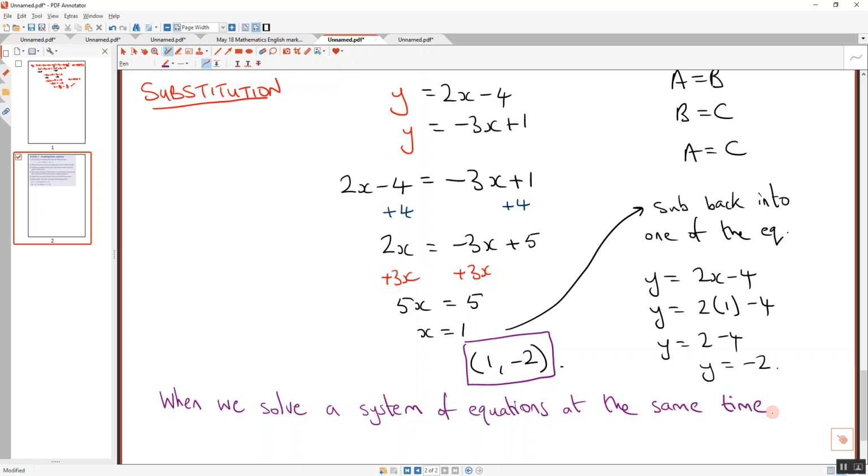Solving two equations here essentially at the same time. Yes, we are solving simultaneous equations. We're solving two equations at the same time, yes.